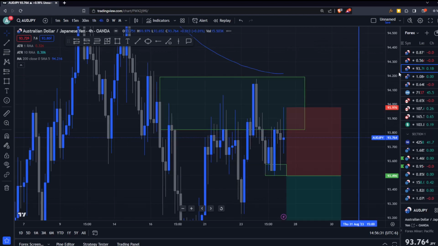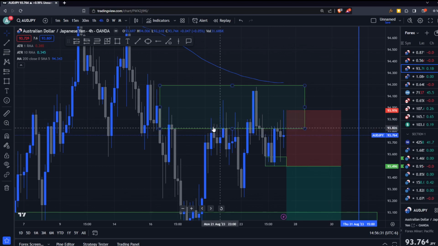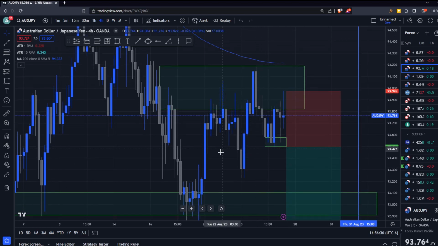It's creating lower lows and lower highs. You got huge wicks in this area. If you look at this little segment here, it came down in this area, pushed up. You have a higher low here and then a higher high.